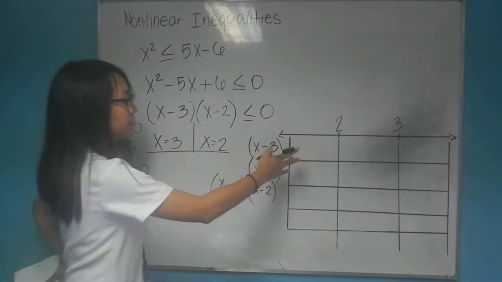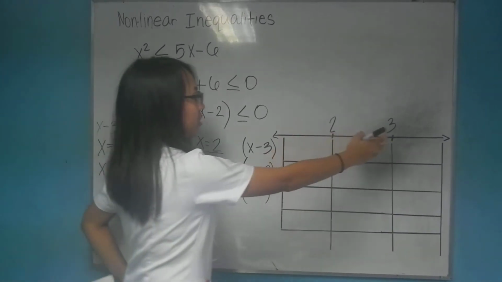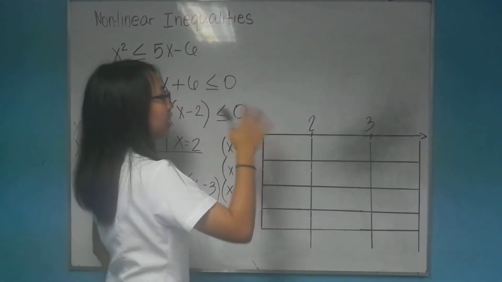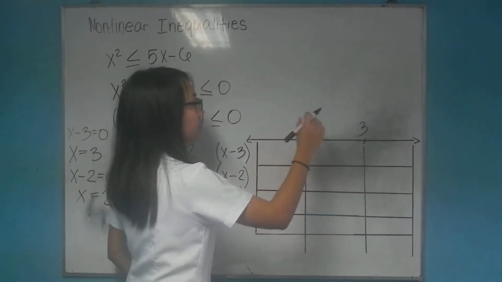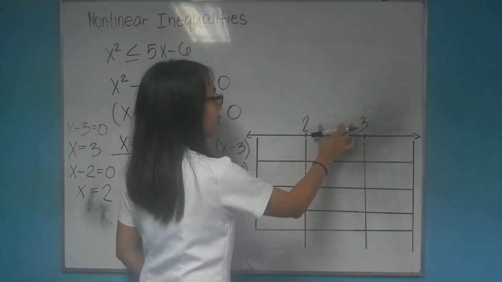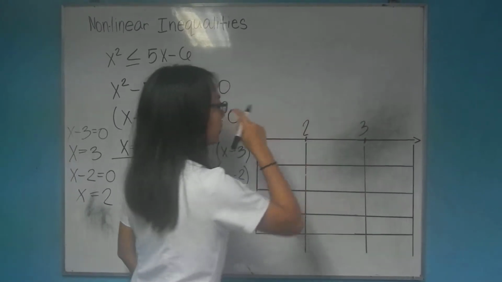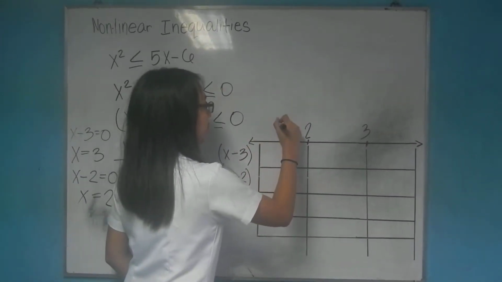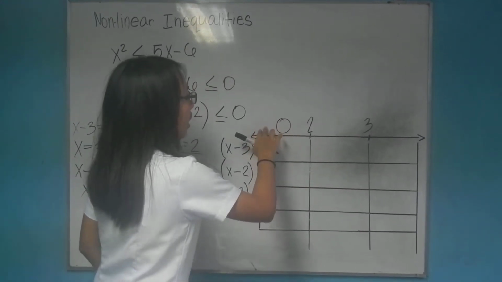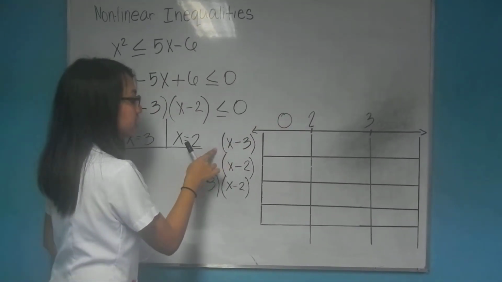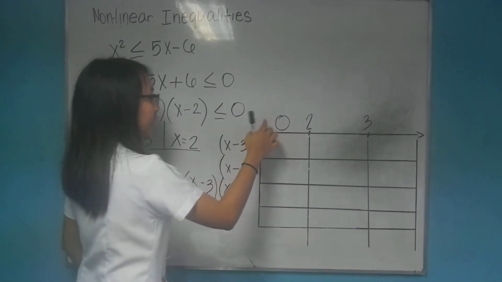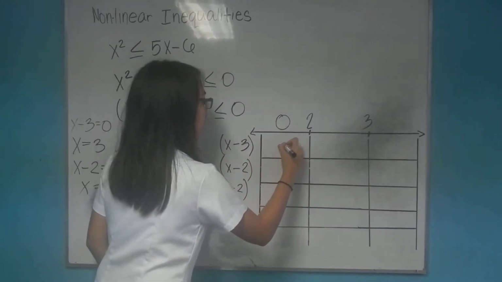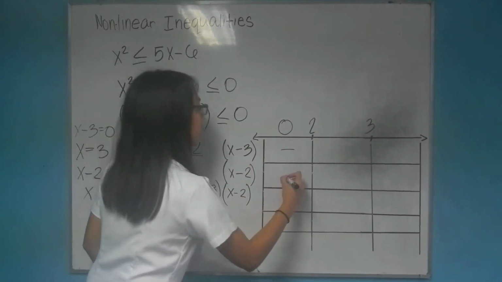So we draw this bar line where 2 and 3 are in the middle, and then we find values less than 2, values in the middle of 2 and 3, and values greater than 3. A value less than 2 would be easier if it became 0. So when we substitute 0 into x minus 3 and x minus 2, we would have a negative number. So 0 minus 3 is a negative number and 0 minus 2 is a negative number.